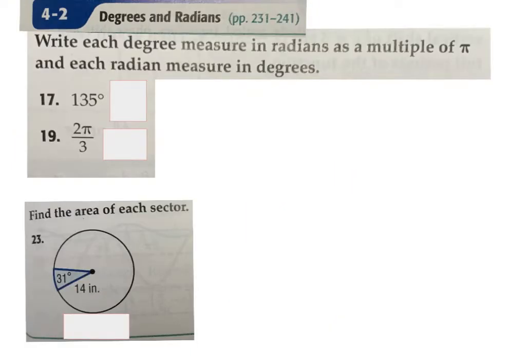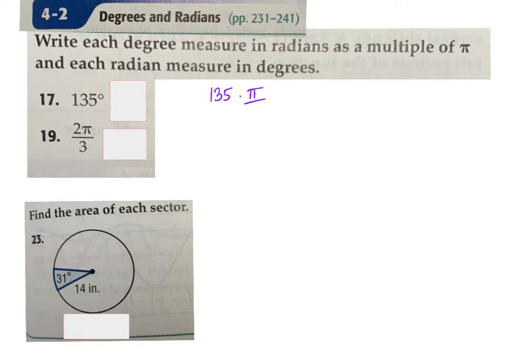Section 2 was degrees to radians and radians to degrees. The biggest problem I'm seeing is reducing incorrectly. So if it's degrees, we're going to multiply by what? Pi over 180. And if it's radians to get to degrees, we're going to multiply by 180 over pi. All right. And so when you do these, you want to make sure that you reduce correctly. You're not going to give me decimals here or anything like that.